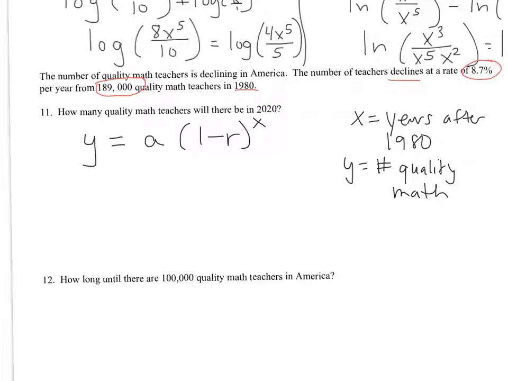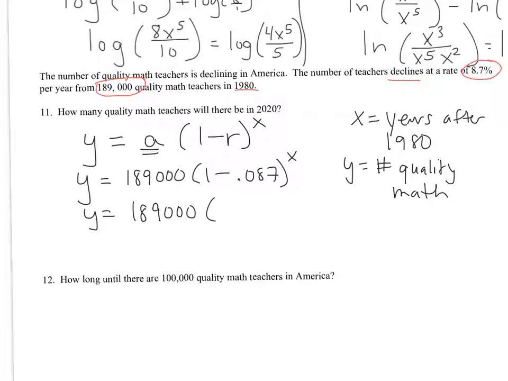So if I plug these numbers in, I get Y equals 189,000, because remember, this is always your initial value, times 1 minus the rate, so that's 1 minus 0.087, make sure you put it in decimal, to the X. So if I subtract that, I get 189,000 times 0.913 to the X. So this is my equation I can really solve anything I want for.